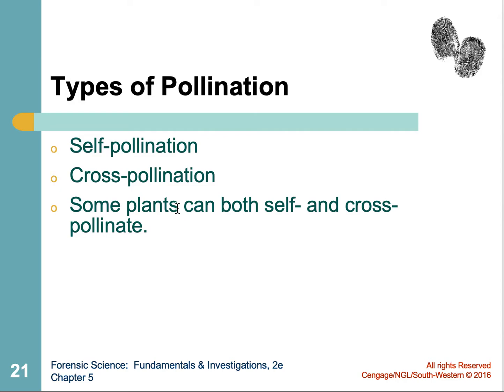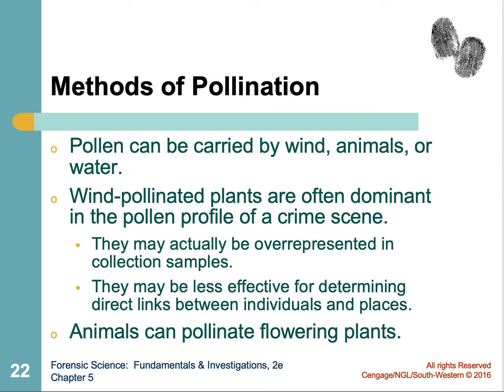So once again, self-pollen plants are of little use in forensic studies because the pollen exists in a relatively small volume and does not travel far. So these are the types of pollination. Now, method is pretty much how it happens. Gymnosperms are going to use air, the wind. They're going to carry the pollen from one plant to the next.